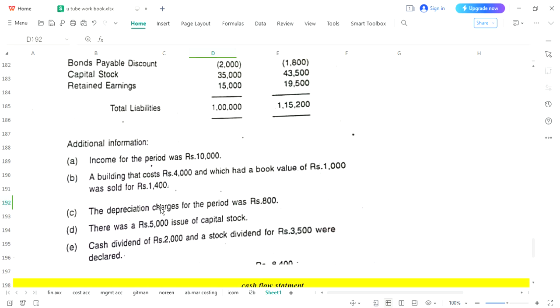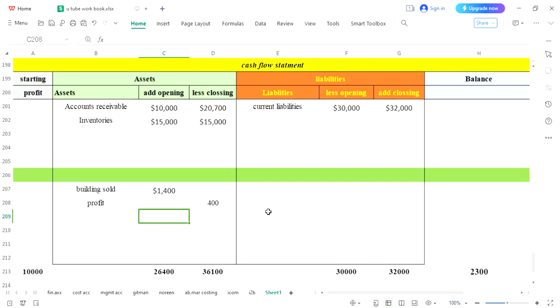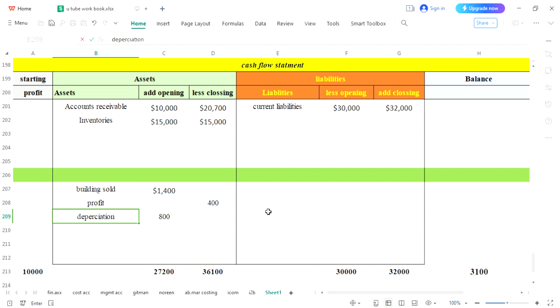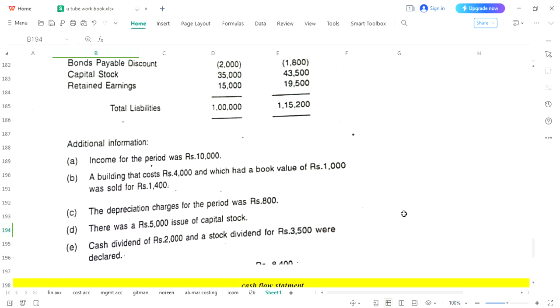Next, C, depreciation, again a non-cash expense, 1,800. So here non-cash expenses would be added, or we will write it in opening assets depreciation. We are going to add it, or you may choose this closing side. It is also added, so you may write depreciation over here.